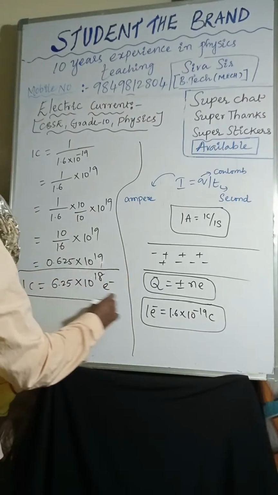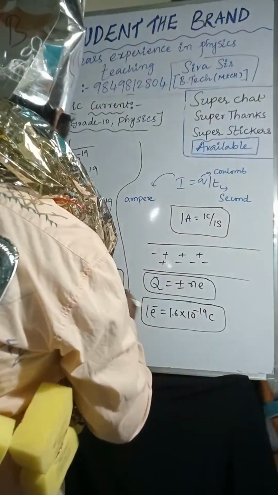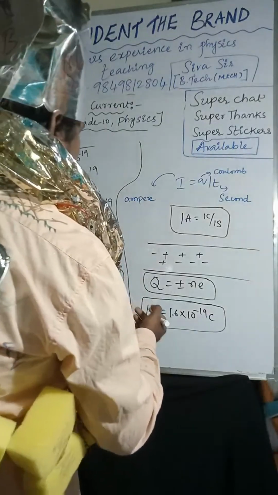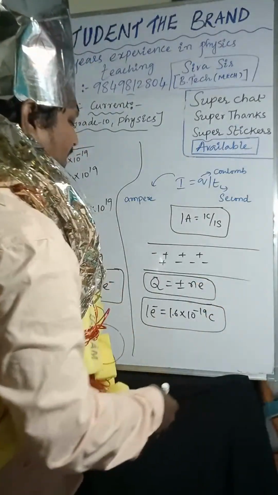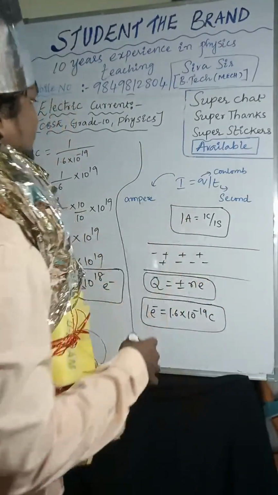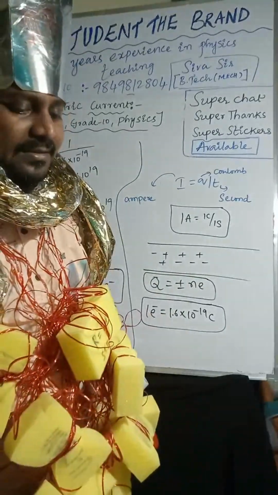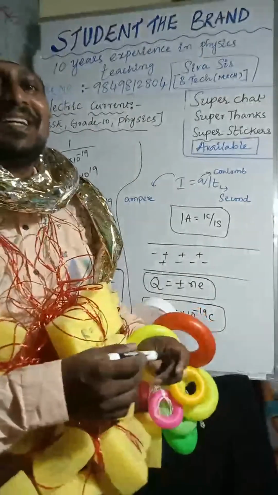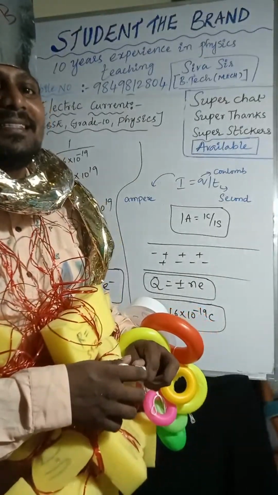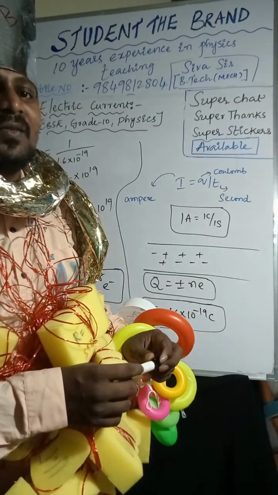Okay, so this is very important. In 1 coulomb, 6.25 into 10 power 18 electrons are present. On one electron, 1.6 into 10 power minus 19 coulomb. So this is about electric current and quantization of charge.